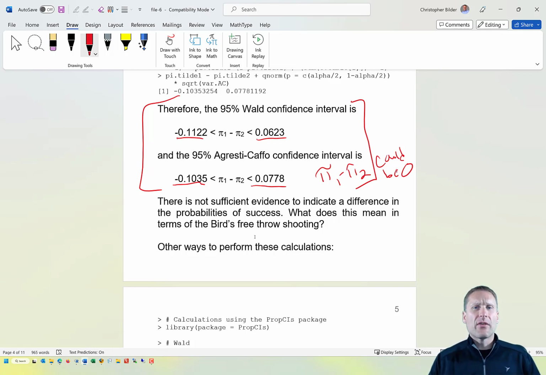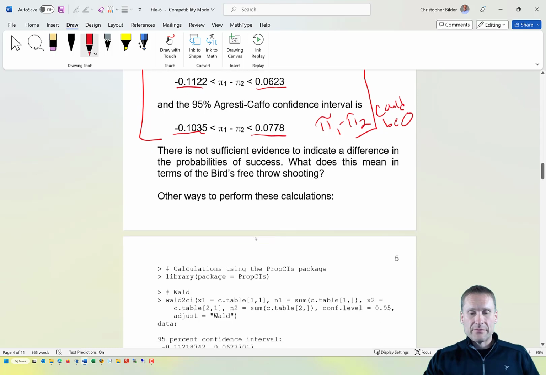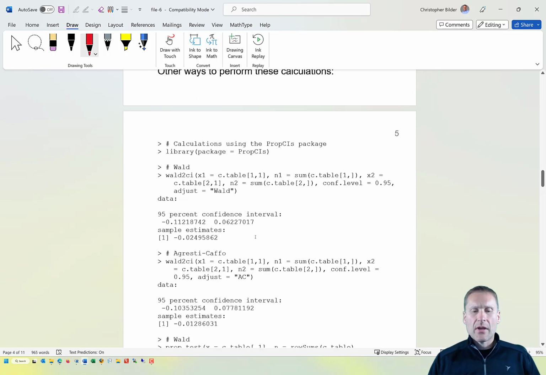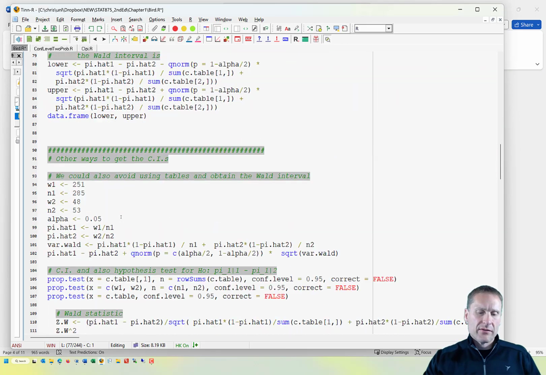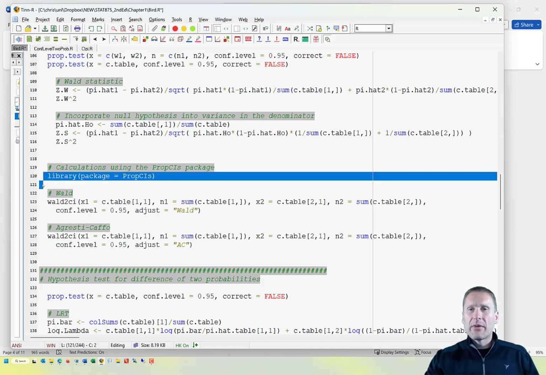So that's kind of an interesting thing that occurs here. Notice it does not mean that indeed pi1 minus pi2 is equal to 0, because we can see that there are other non-zero values that are inside that interval. So what are some other ways that one can actually perform these calculations? Well, there is a package in R called prop.cis. Let me actually get to that portion of the program. There's a package called prop.cis that does these calculations somewhat automatically.